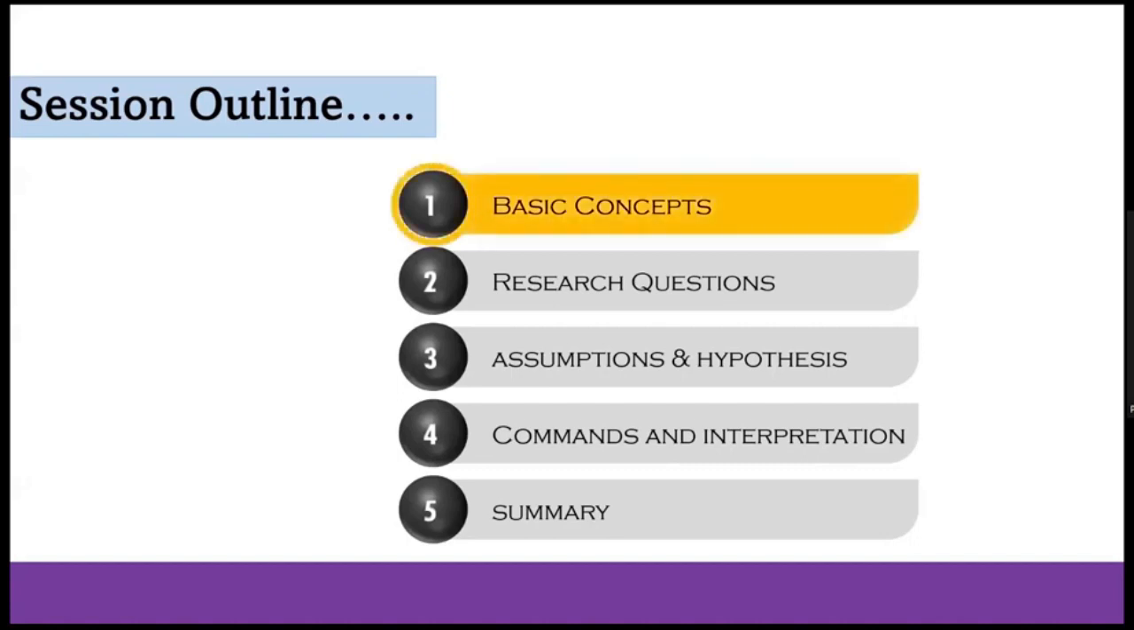First, we'll learn the basic concepts. Then we'll see what are the research questions for which we need the chi-square test of association to answer. What are the assumptions and hypotheses for the chi-square test of association? What are the commands and how do we interpret those commands? And at the last, the summary of all the commands.